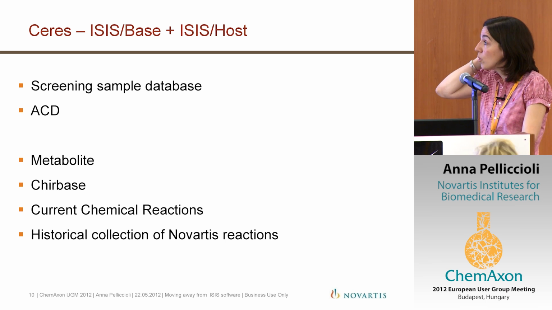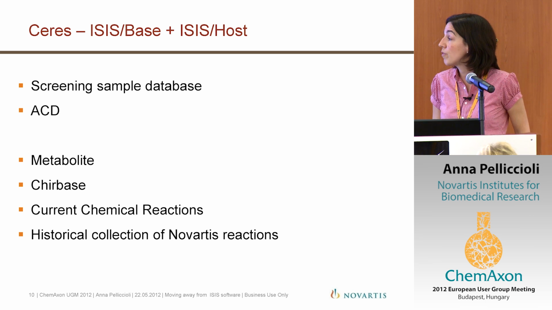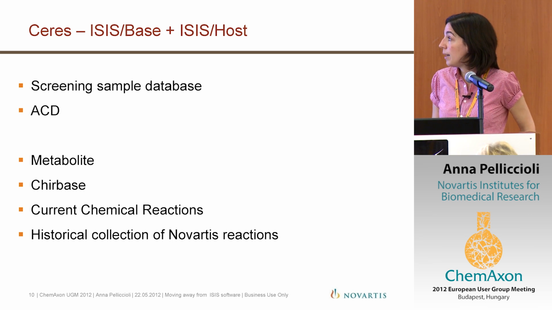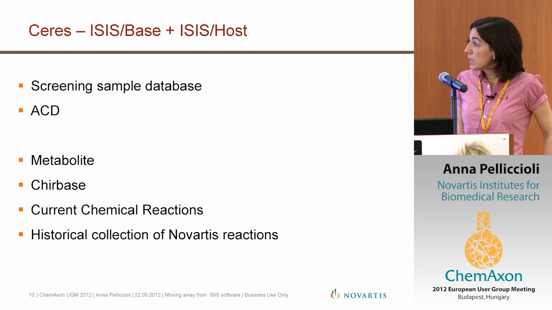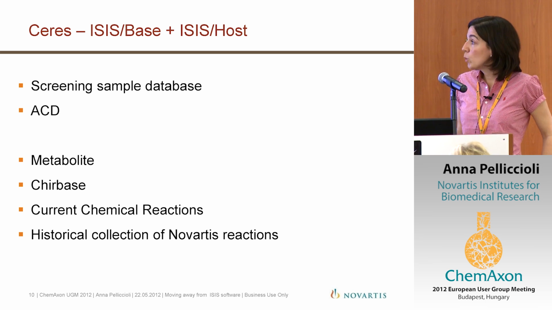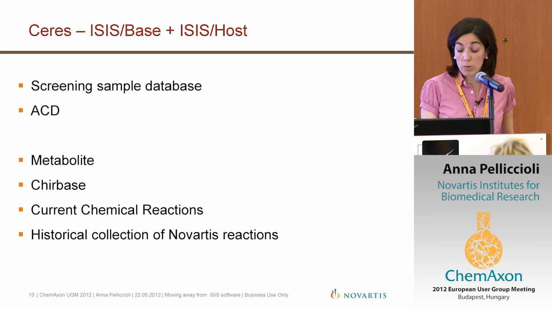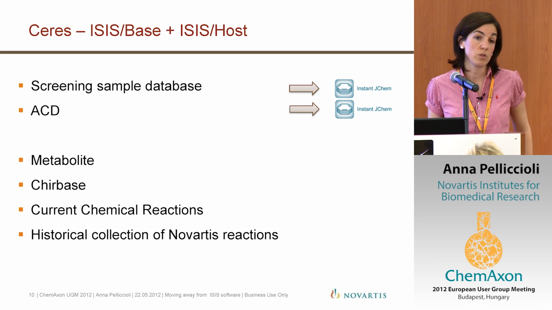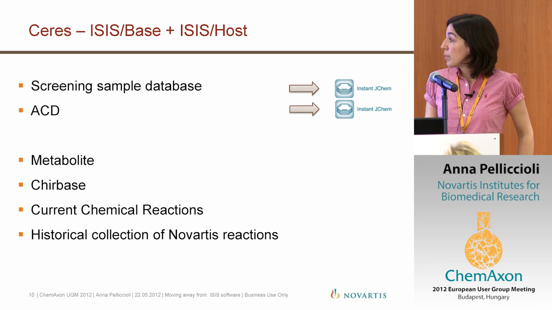Now, I mentioned before, we have this application called Ceres, which is an ISIS host application that provides access to a whole lot of remote databases. And in this case, we went through the list of databases. First of all, reevaluating, do we still need this database or not? And if we do, what are we going to do about it? How are we going to do this in the future? Now, it turns out that we can actually cover most of this with Instant JChem. So ACD catalog is going to be available through Instant JChem, for example. And our screening sample database too.